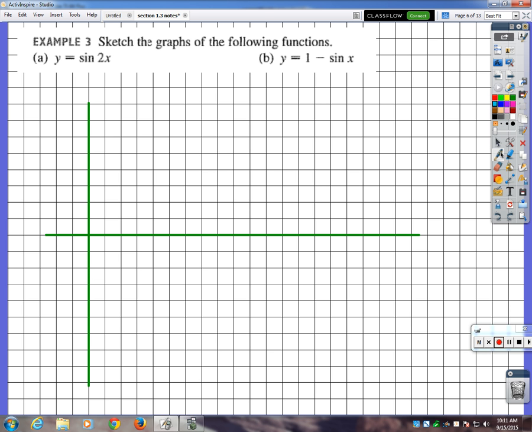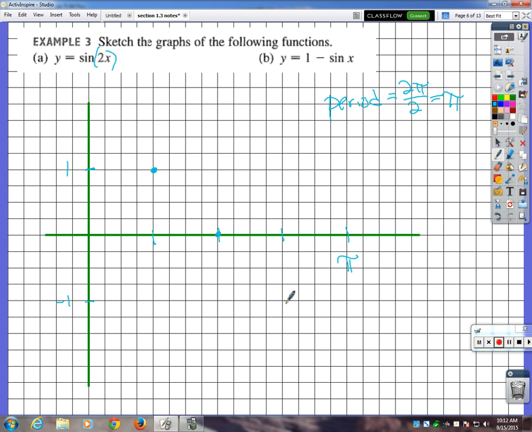Okay, what you need to know about this is that since it's sine of 2x instead of x, the period is 2 pi over 2, which is just pi. It's going to compress the graph by a factor of 2. Wait, why is it compressing and not stretching? Because you could think of this as being inside parentheses, and that always has the opposite effect of what you would expect. So then the period is pi.